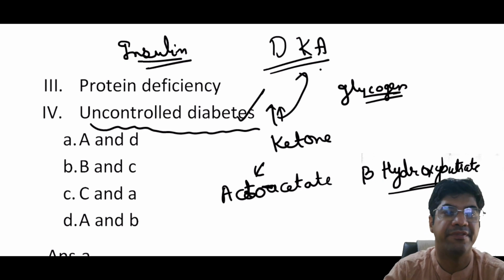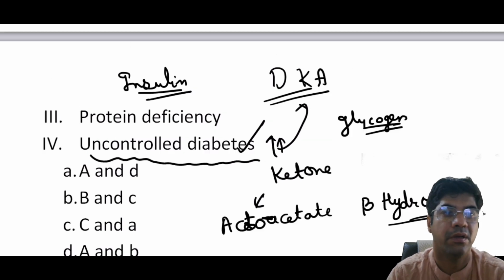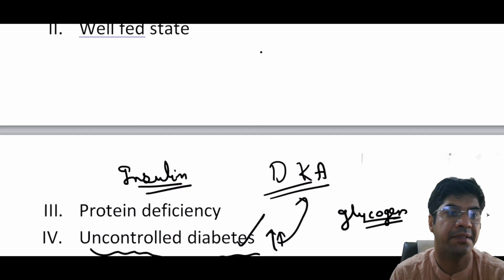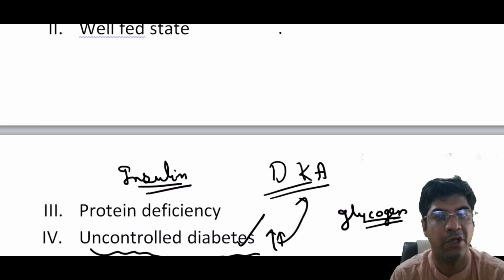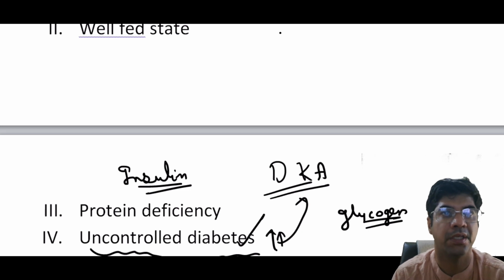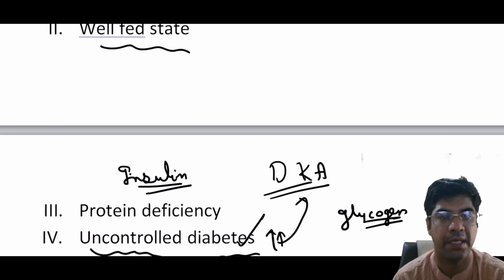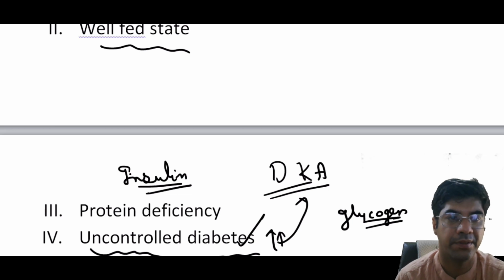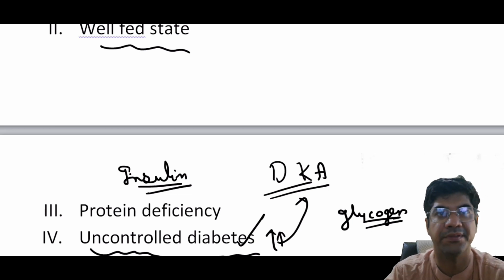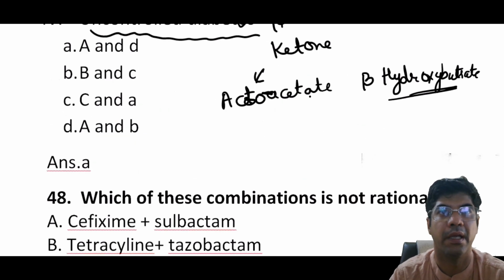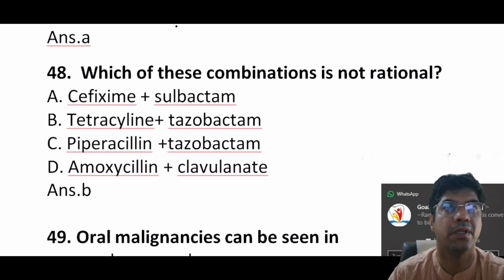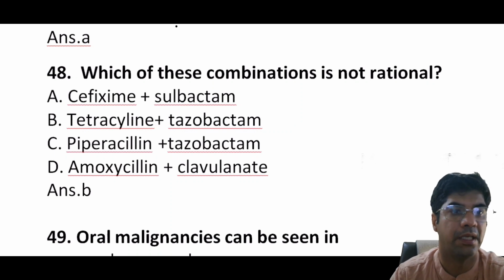Option B is well-fed state. In the well-fed state, the body has sufficient glucose and insulin levels to meet its energy needs, and that is why no ketone body production would be seen. Protein deficiency does not typically lead to an increase in ketone bodies. So your answer is option A.